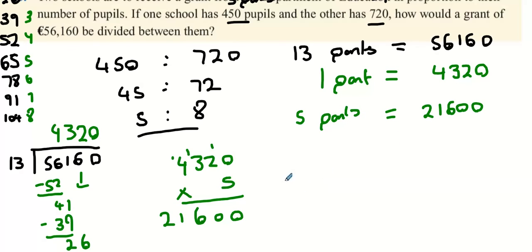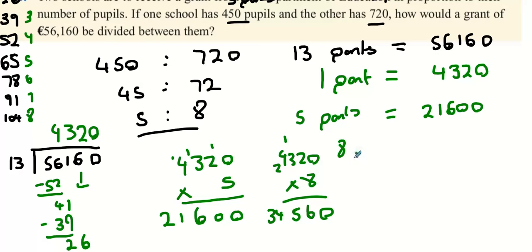Okay, next I have to find out what 8 parts are. So 4,320 multiplied by 8. 8 times 0 is 0. 8 times 2 is 16, 6 carry the 1. 8 times 3 is 24, plus 1 is 25, 5 carry the 2. 8 times 4 is 32, plus 2 is 34. So 8 parts is 34,560. All right, and that is question 30 done.